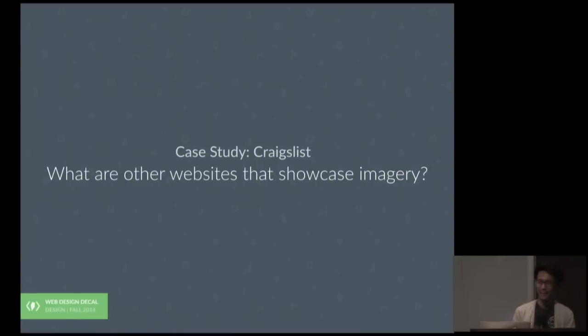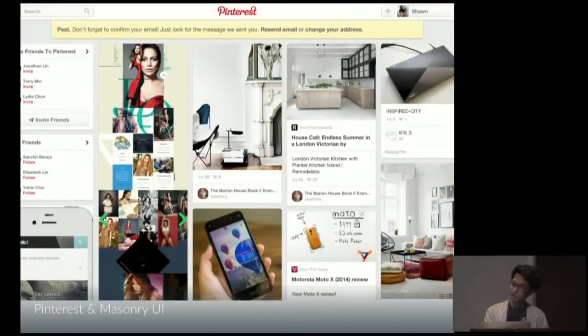Yeah, I saw a hand here. YouTube would be good, yeah, with the thumbnails of the videos. So YouTube is good. Clothing website is also good. The example that I chose was Pinterest. Pinterest has thumbnails all over, and they use their iconic masonry UI. So Pinterest and masonry UI is another good example of a website that uses images.